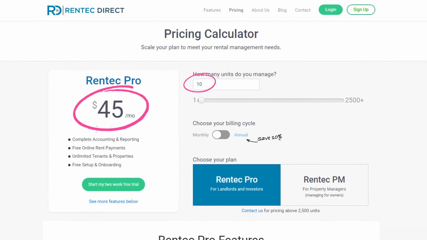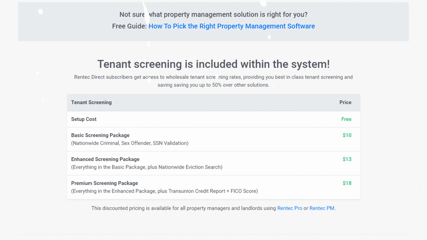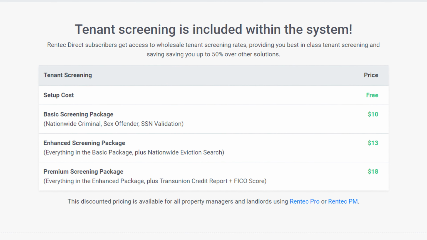Rent Tech Direct has a variety of pricing tiers based mainly on the number of units, starting at $40 per month for up to 10 units. For $65 per month, you get up to 50 units. For $110 per month, you get up to 100 units, and for $550 per month, you get up to 500 units. Depending on the package level, Rent Tech Direct also offers a few additional feature add-ons, such as tenant screening for between $10 and $18 per month.